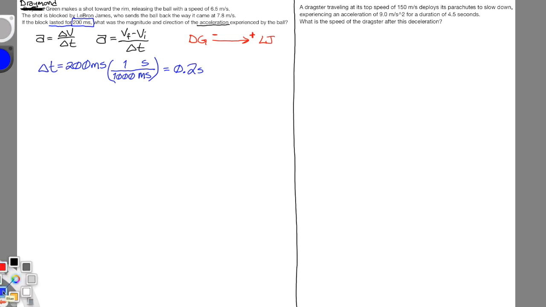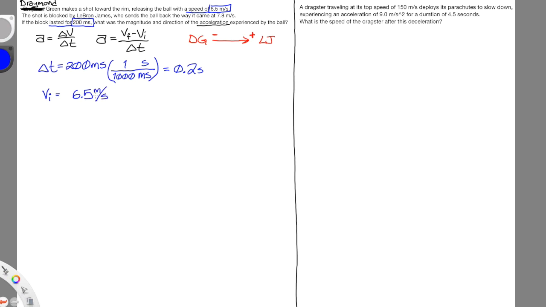The next number we need to look at is 6.5 meters per second. The problem specifically says a speed of 6.5 meters per second. That and the units meters per second should tell you that this is a velocity. The question is, is this the final velocity or the initial velocity? Well, the 6.5 is the speed that the shot has before the block, and the 7.8 is the speed that the shot has after the block. Because the 6.5 comes first, it is our initial velocity. Or at least, it is our initial speed.